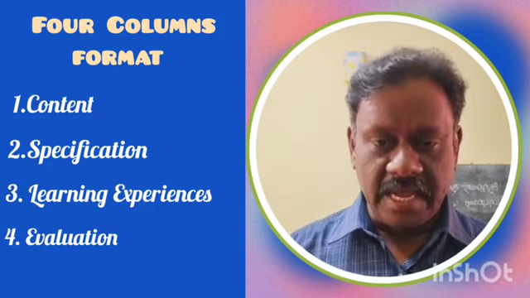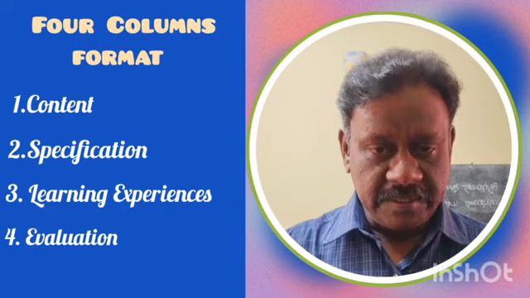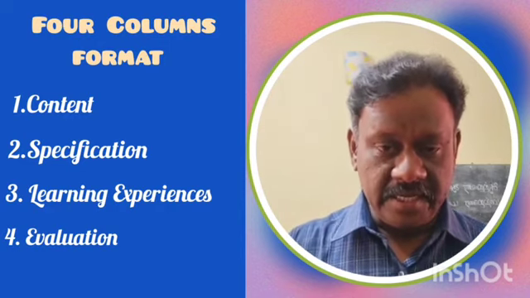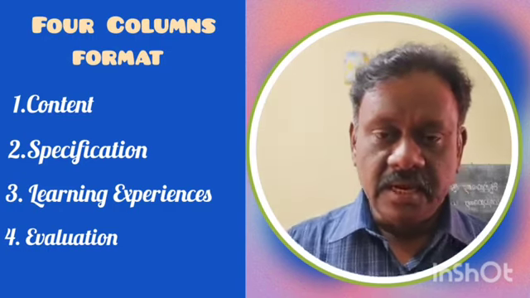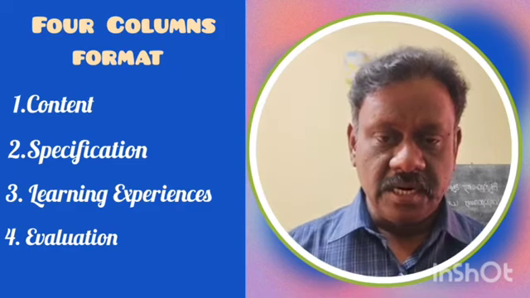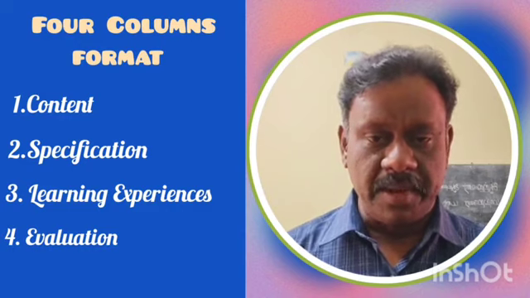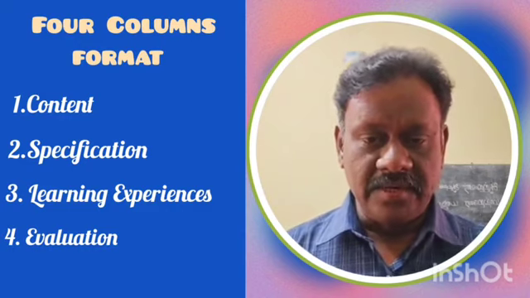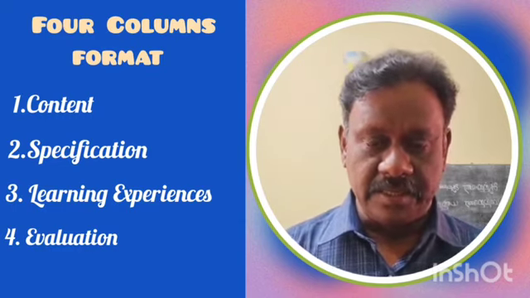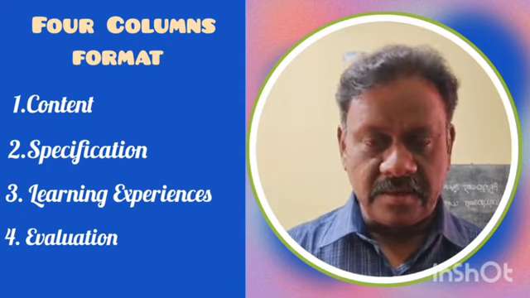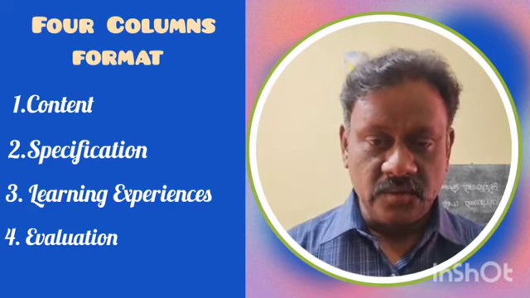So these are the 4 columns. I repeat, the first column is content, the 2nd column is specification. In specification, we put action verbs: identifies, illustrates, explains, lists, like that. In the 3rd column, we have learning experience: what are the things the teacher assumes to do in the classroom? Teacher shows the map. Teacher identifies the arts and artifacts in the picture. The teacher explains. So all the activities will come in the learning experience. Then the next column is evaluation, where the teacher will pose questions to students to reinforce whether they have learned or not. So this is the 4-column format.